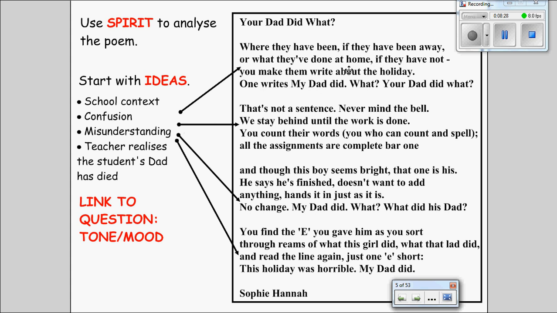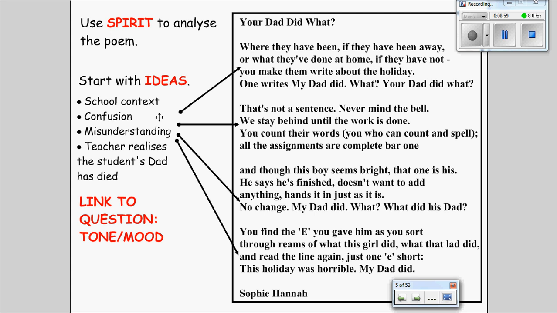So we know that it's some kind of school context. We can see that the teacher who's speaking, the persona in the poem, is making students write about a holiday. So we said in class that this is making us think maybe it's a primary school. The children, although the boy is described as being bright, the spelling is quite a simple spelling, and he can't spell this correctly, or he's not willing to spell it correctly.